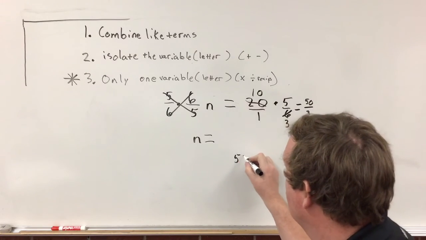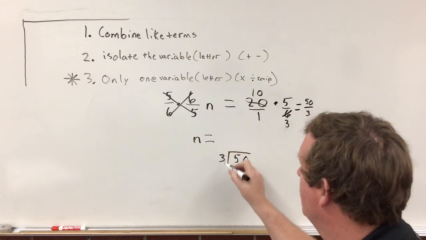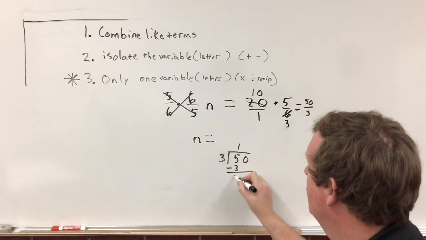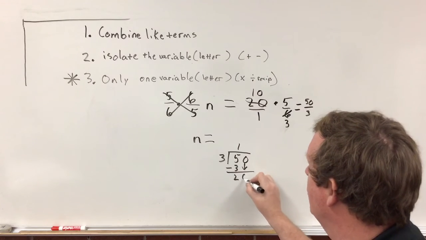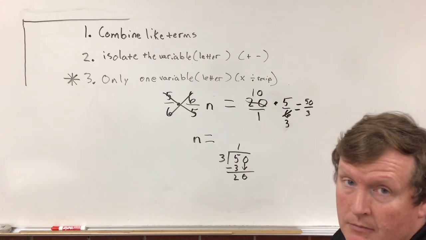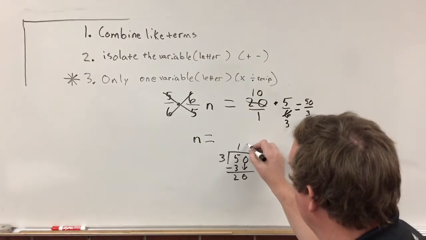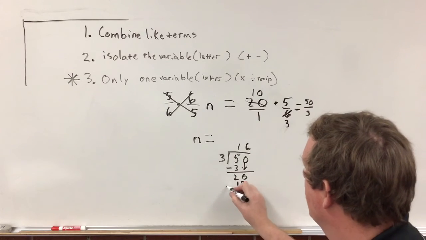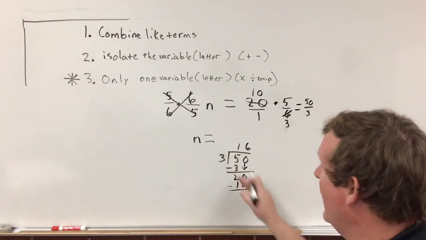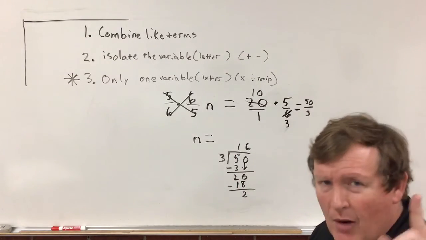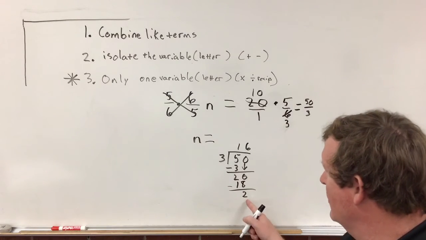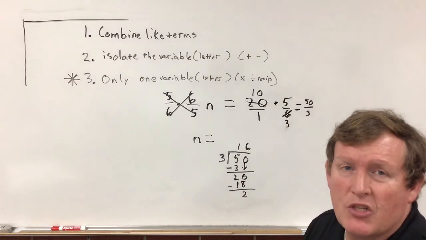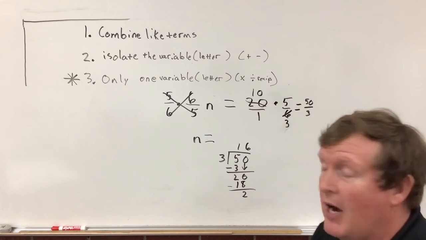So 50 divided by 3. 3 goes into 5 once. Subtract. We get a 2. Bring down our 0. 3 goes into 20 6 times. 3 times 6 is 18. Subtract, 2. We had a remainder. Now remember, when you have a remainder and we brought down all of our numbers, we don't keep going on. We aren't changing it to a decimal. We're going to keep it as a fraction.